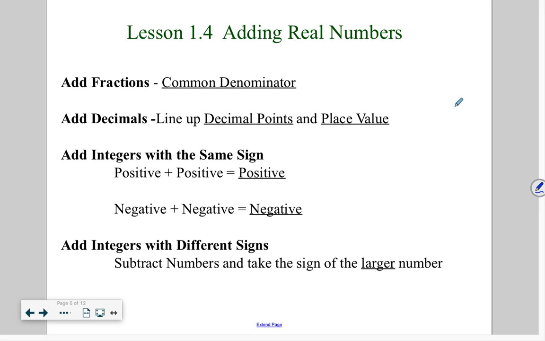Okay, at the top of this, just some reminders. When you add fractions, make sure you have a common denominator. That bottom number needs to be the same when you add fractions together. When you add decimals, remember you are lining up the decimal points and adding up the correct place value columns. So adding tenths to tenths, hundredths to hundredths, ones to ones, tens to tens, and so forth.